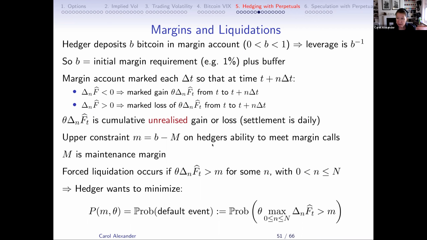Default will only occur if there is a marked loss here which exceeds M for some n in the period. In other words, we need to look at the maximum value of these n-period differences, and the probability of a default, of a forced liquidation, will be the probability that your position's maximum loss exceeds your upper constraint.